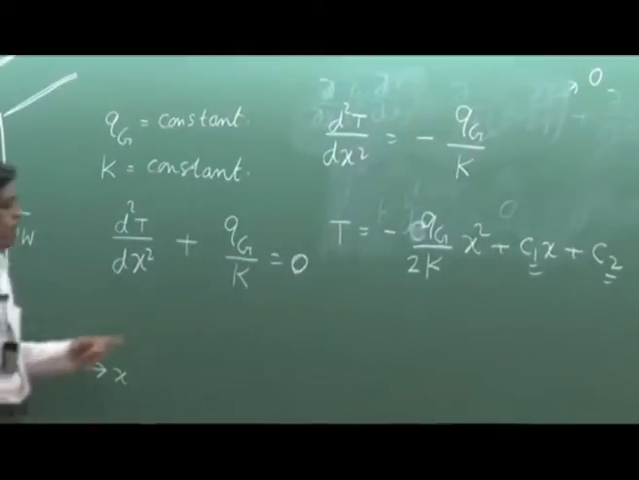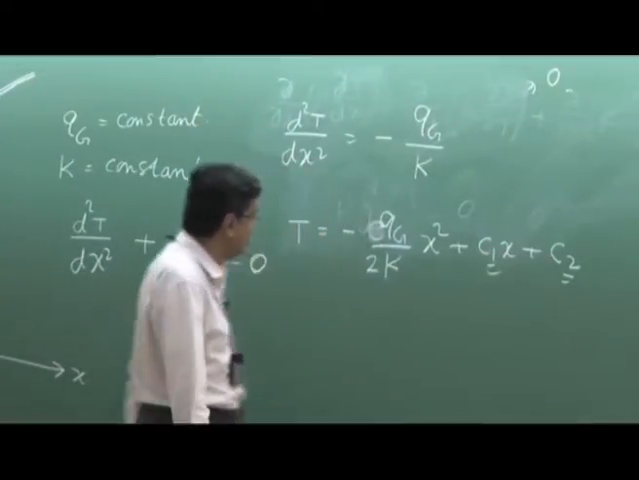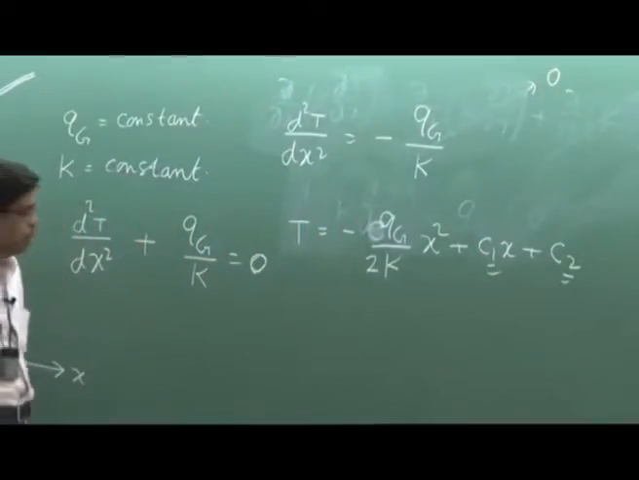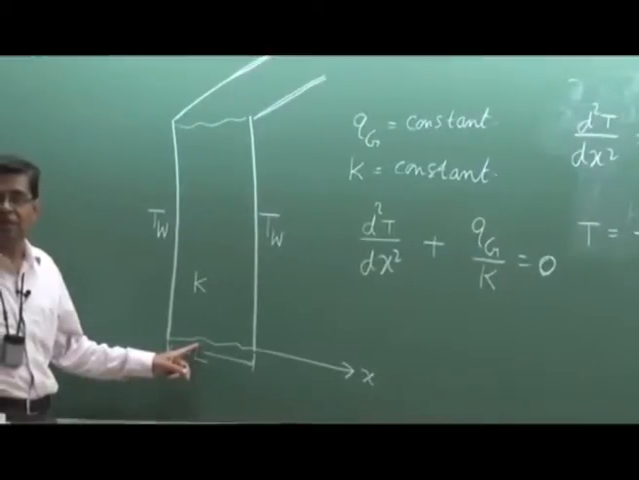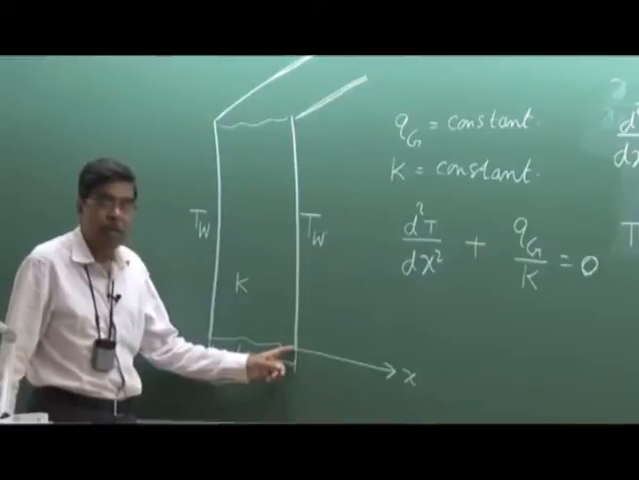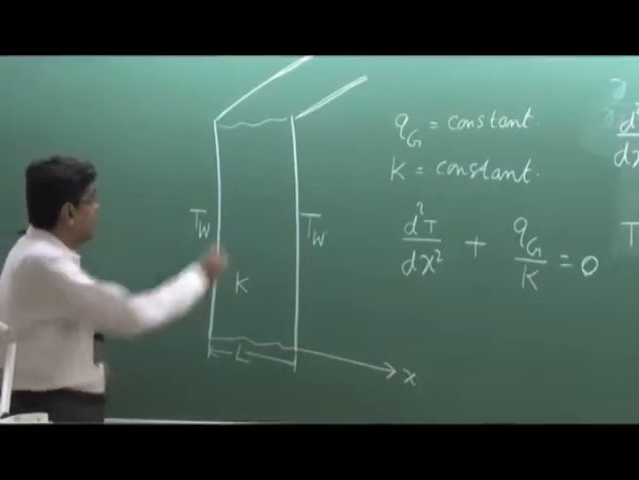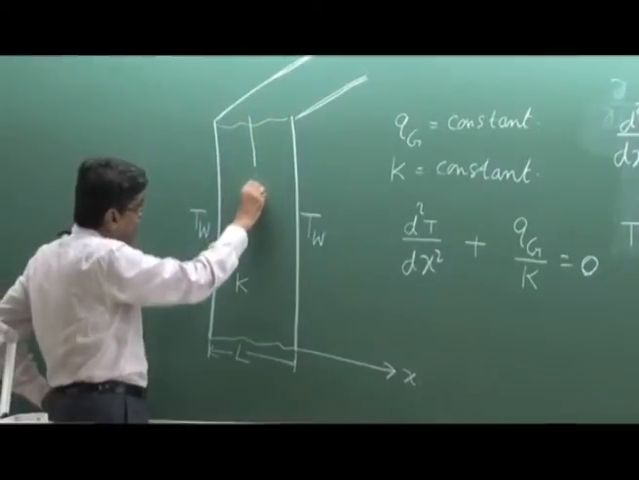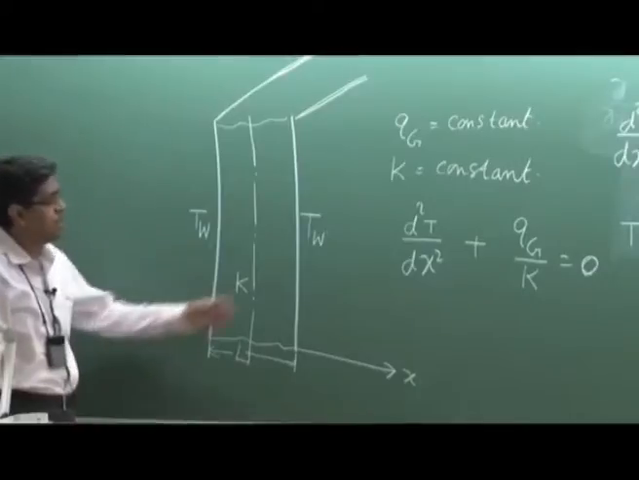Now to know the constants c1 and c2, we have to know the boundary conditions. What are the boundary conditions? When you specify the boundary conditions, you have to specify the coordinate axis. For this type of problem, usually for convenience we take the coordinate at the middle. Why? Because this is a symmetric problem.